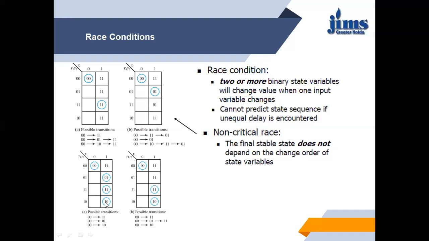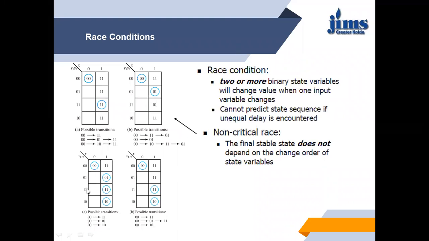So whichever present state changes first. Suppose y1 y2 is 0 0, and suppose y2 changes first, so 0 1 comes here, and 0 1 is a stable state, it will stay here. Now suppose y1 changes first, depending upon the path delay. Whenever y1 changes first, it comes from 0 0 to 1 0, and 1 0 is again a stable state, it will stay in 1 0.